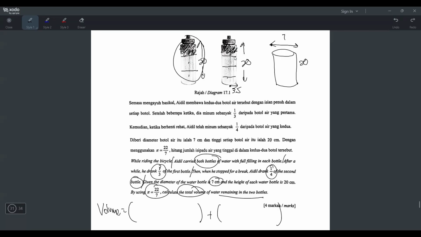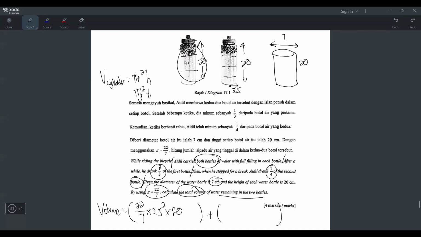Because one for this bottle, one for this bottle, right? Okay, so for the first bottle, what's the volume remaining? Let's find the volume for the whole bottle first. The formula for the volume of a cylinder is pi r square h, or in Bahasa Melayu, pi j kuasa 2 t. J is the jari, radius, t is the tinggi. So pi, use 22/7, times radius 3.5, they give us already, and then times the height, which is 20.